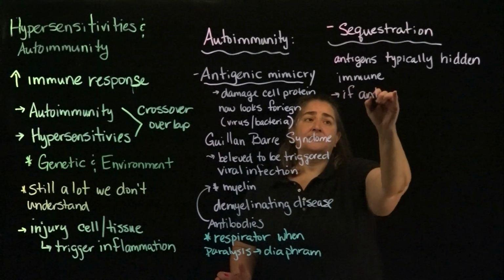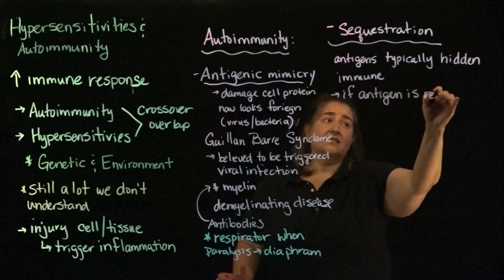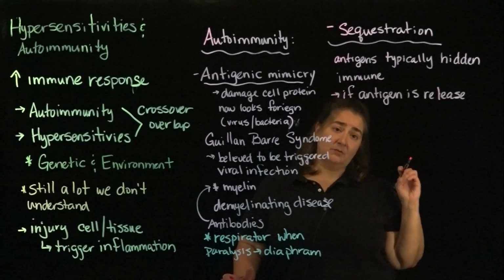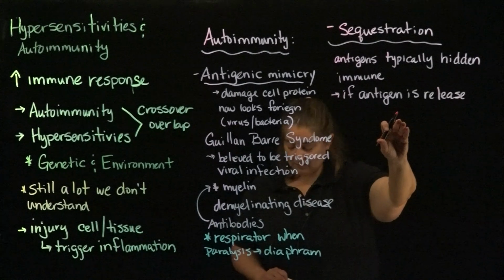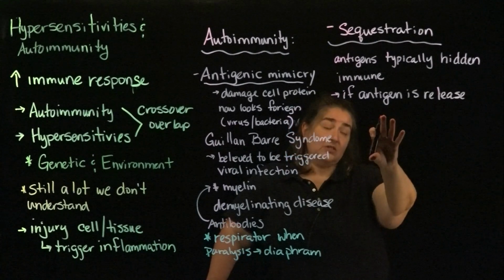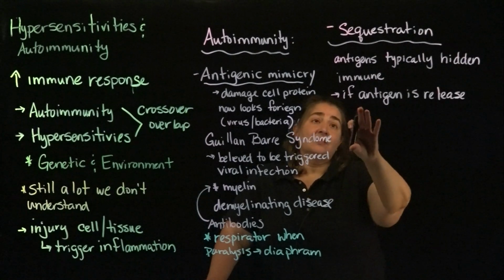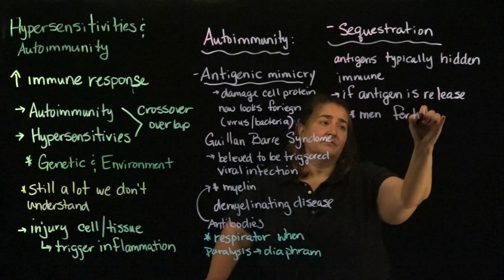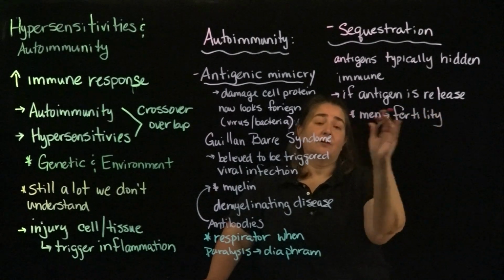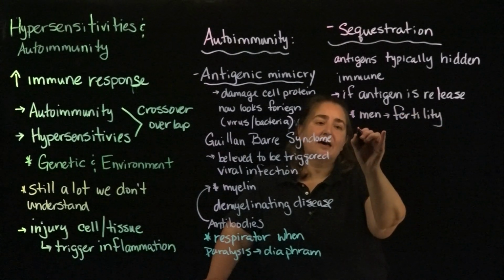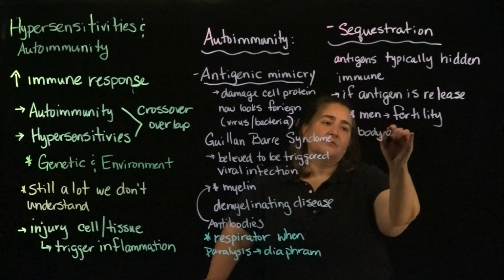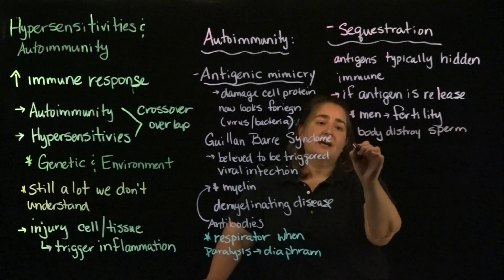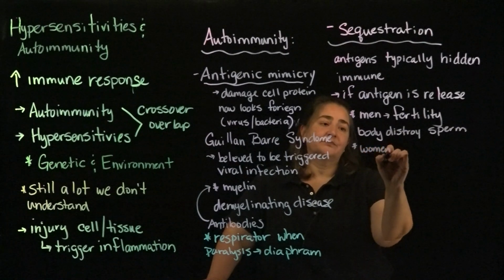But if the antigen is released from where it's being sequestered, that then can stimulate the immune system to target that antigen and start to destroy it, okay? So this can happen in men associated with a fertility issue. What ends up happening is the body ends up destroying the sperm, okay? You can also have this happen in some cases with women as well, all right?